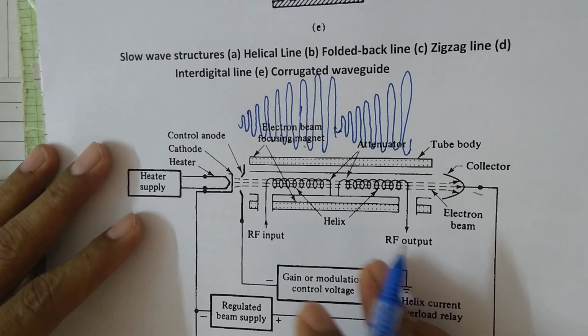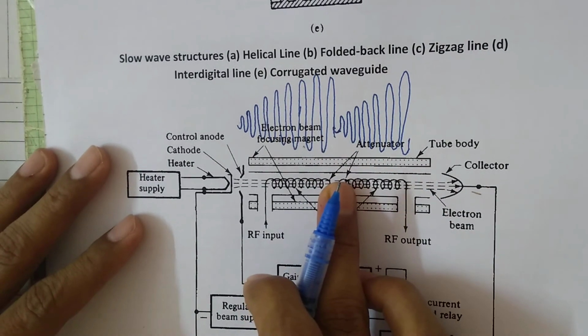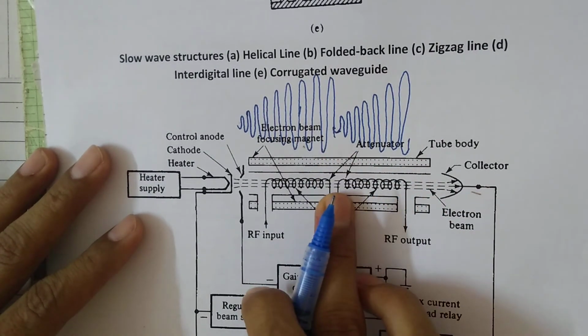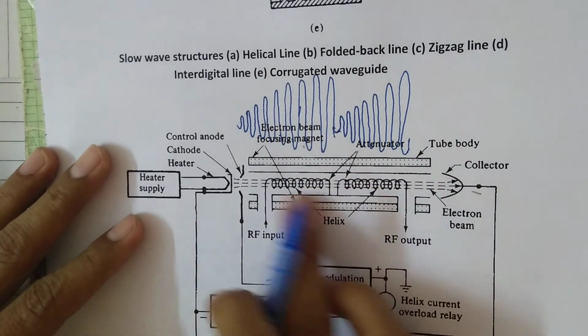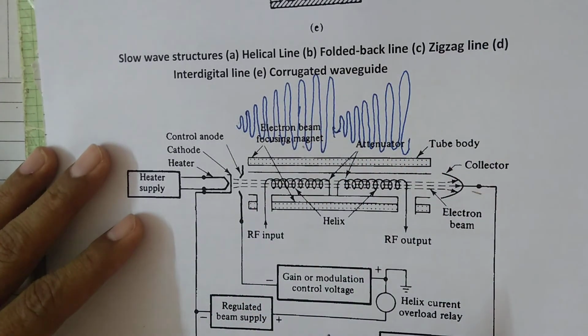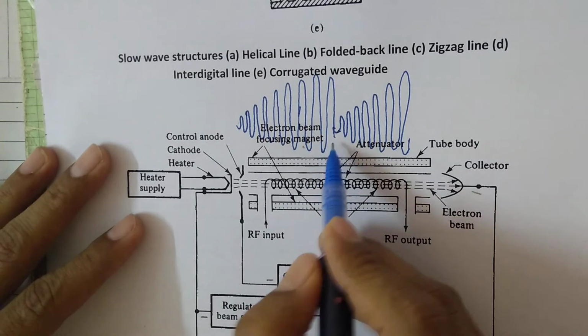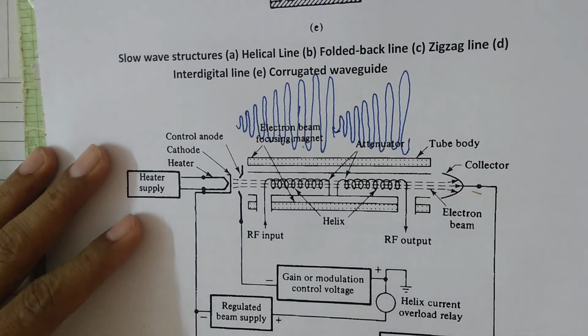But what is the purpose of these attenuators being placed in between this tube? Rather, they are not helping the operation of amplification. They are reducing the strength of the signal along the traveling wave tube.